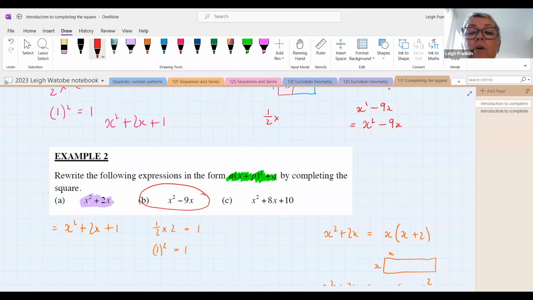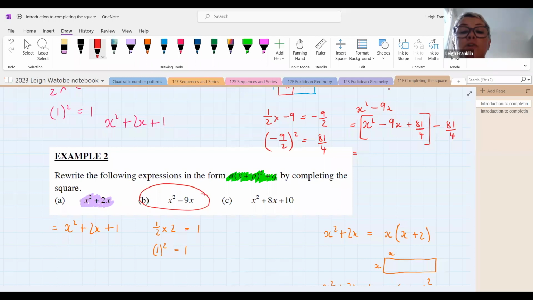So half of -9 is -9/2. Then I've got to take -9/2 and square it. That gives me 81/4. So I'm going to add 81/4 and then balance it by taking away 81/4. This is my perfect square trinomial, so this is what's going to factorize. It factorizes into x minus 9/2 squared, so that's where that minus 9/2 comes from. And then I've got to bring down the value of q.